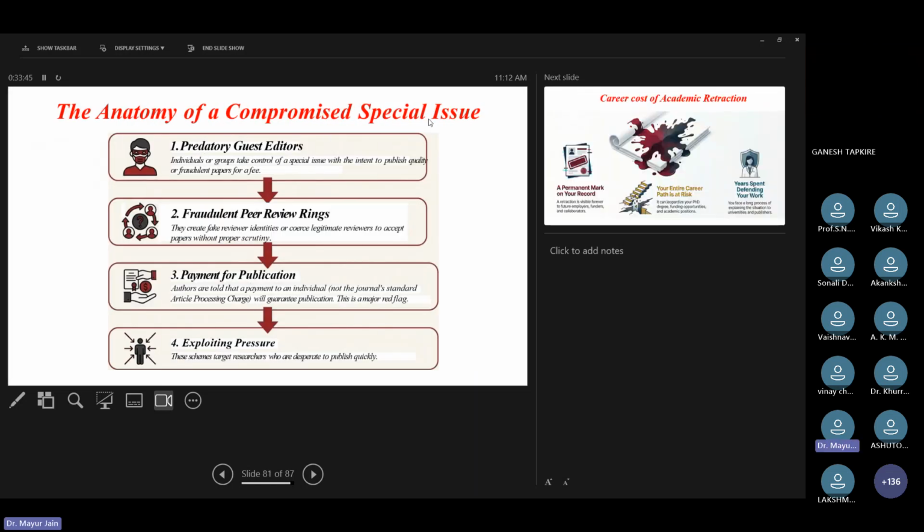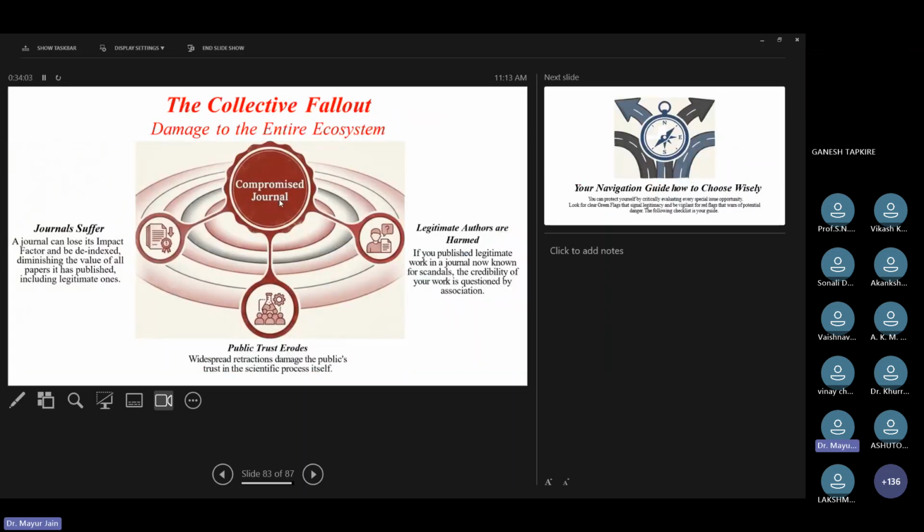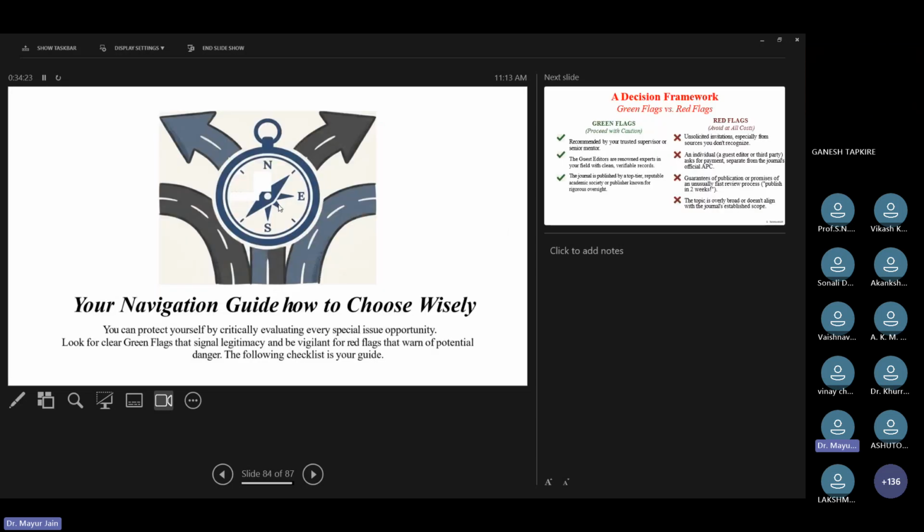Okay. Then the anatomy of compromised special issues: predatory guest editors, fraudulent peer review rings, payment for publication, and exploiting pressure. So I think these are some of the things that can generally be seen in predatory special issues. And then obviously with those kinds of things, the authors will suffer, right? Unfortunately, the authors will suffer, or the PhD students will suffer, or the faculties will suffer with their promotions and their consequences, right? So you should always be wise to select the right type of journal through the right process rather than going for shortcuts, right?